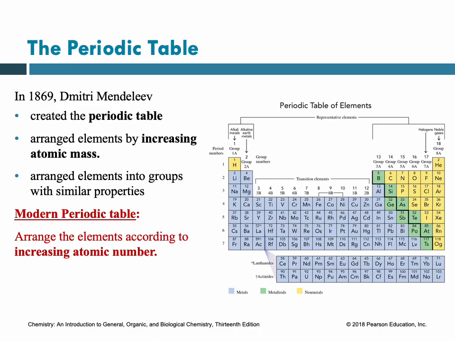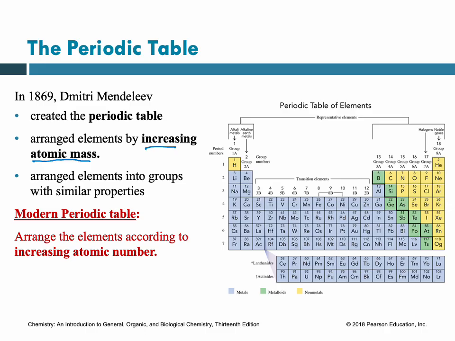The first periodic table was made by Mendeleev in the 1800s. He created a periodic table by increasing atomic mass. So he arranged his elements in increasing order of atomic mass, meaning the smaller mass elements came first, followed by a heavier element. That periodic table worked for a while. He was able to predict properties of some elements, but that did not work as we discovered more elements over the years.